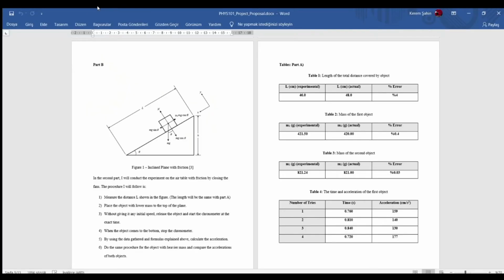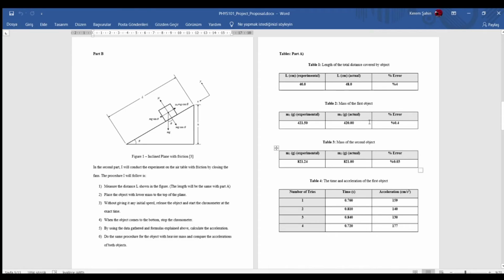Finally, after I calculate their accelerations, I will compare the values to conduct my experiments. I will compare them separately. In part A, I will compare the accelerations on the frictionless table, and in part B, I will compare the values of the accelerations on the table that has friction. And lastly, I will show my tables, my graphs, and my error calculations of the experiment.